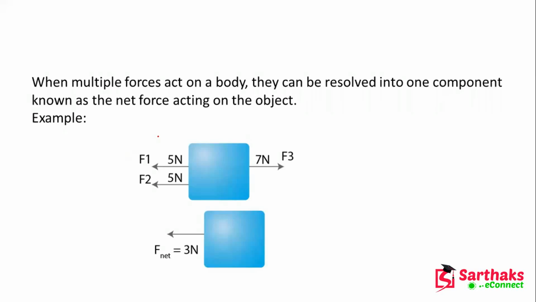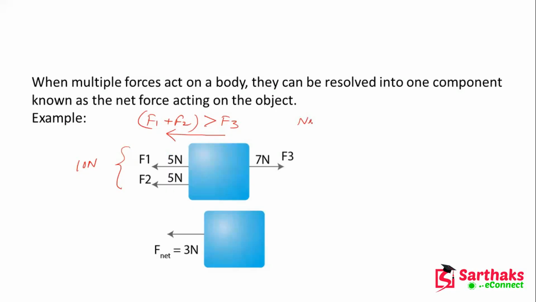Now the net force, I have explained here with the help of an example. Suppose this is one block here and I am applying 5 Newton and 5 Newton in this direction, and another force has been applied, that is 7 Newton. So what is the total of this much? That is 10 Newton. The force you are applying here is 7 Newton. That means F1 plus F2 is greater than F3. So the block will move in this direction.